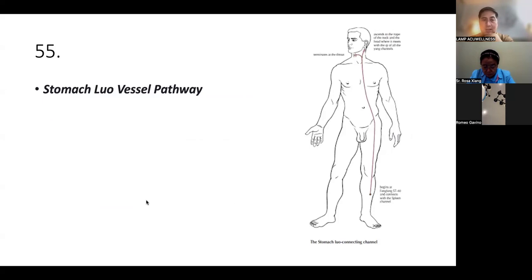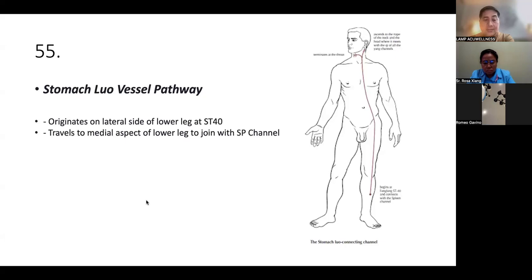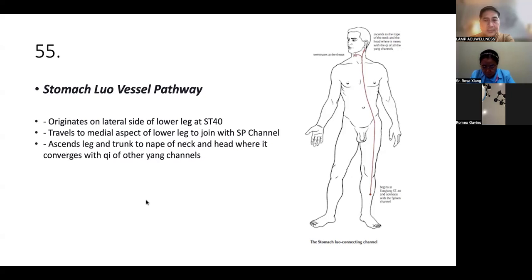What about the stomach Luo-Connecting vessel pathway? It originates on the lateral side of the lower leg at Stomach 40, and then travels to the medial aspect of the lower leg to join the spleen channel, and then ascends the leg and trunk to the nape of the neck and head where it converges with the qi of the other yang channels, then travels internally to terminate at the throat.